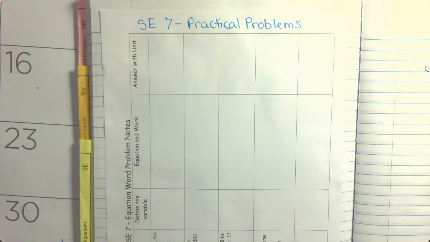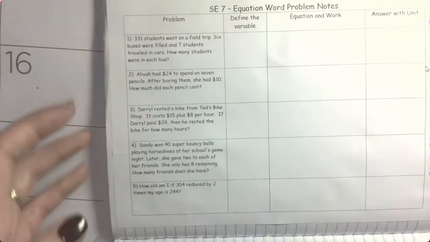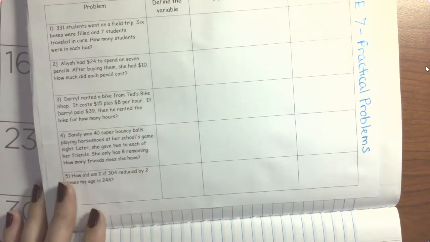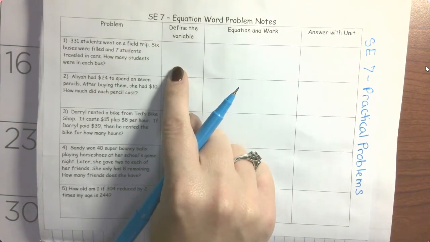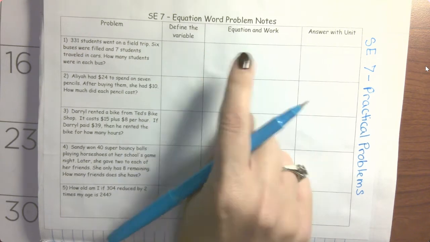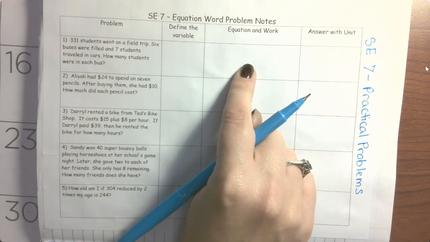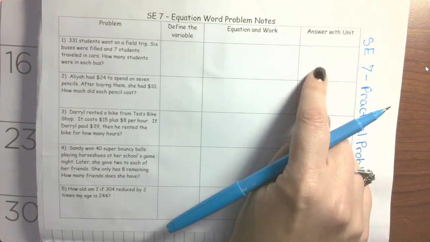Then you're going to turn your notebook sideways so that we can work on these example problems. So each of these problems is set up where once we read the word problem, we're going to have to create a variable, and we're going to define it, meaning we're going to say what the variable is and what it represents. We will set up an equation and solve it, and then the answer written with our units would go in that last box.